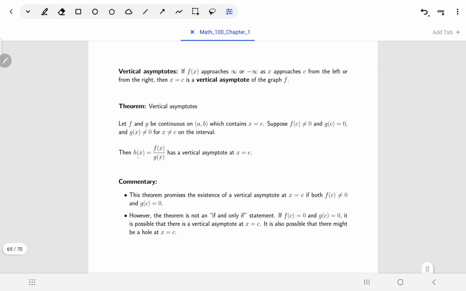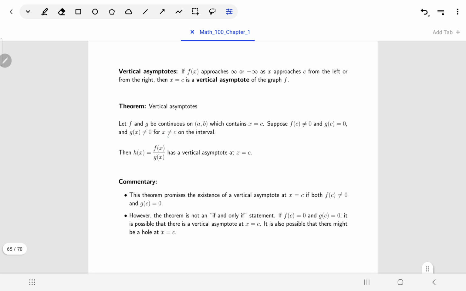So we've got ourselves a function that's a quotient, and the numerator is a continuous function, and so is the denominator. They're both continuous on this interval that contains C. The numerator needs to not be 0 at C, and the denominator is 0 at C.